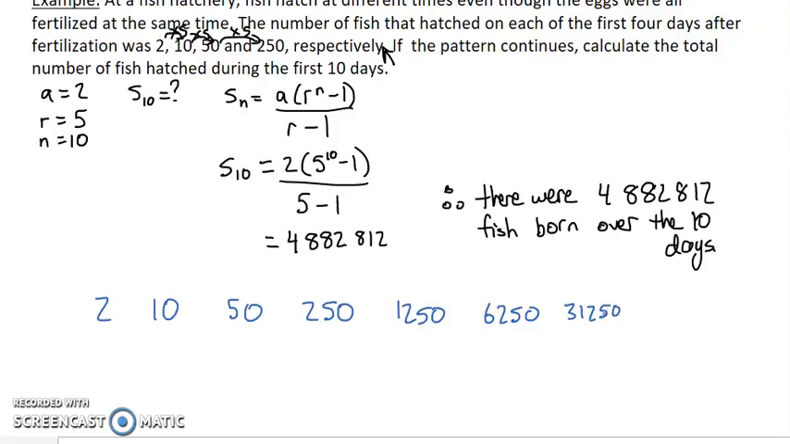So that's day 7, and then day 8, 31,250 times 5 is 156,250. Day 9 is 781,250, and day 10 is 3,906,250. And so you can see that that last day is almost as many as in total because it's been growing by 5 times. So the last day is far more than was born any other day. And that's the thing we need to keep in mind with anything that's geometric or exponential.